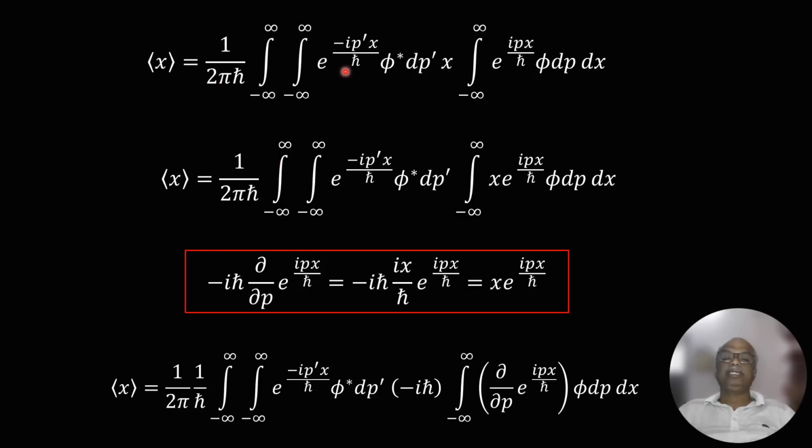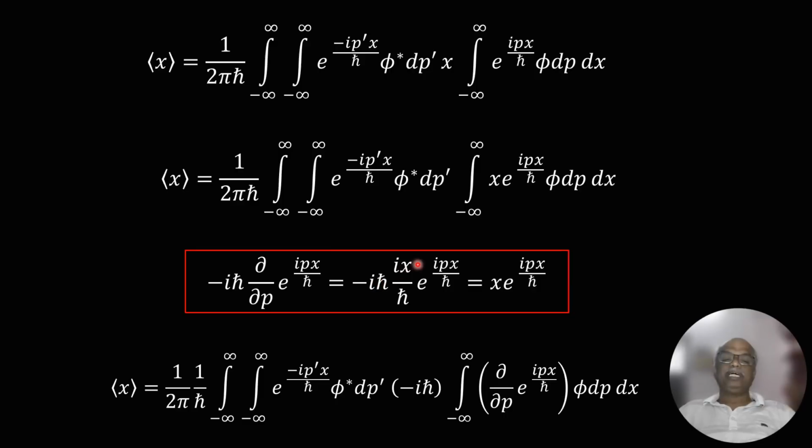Now we have this triple integral for the expectation value of x. I am rearranging the terms. I am bringing this x, which is an operator, inside the integral. So this will become x multiplied by this exponential term. Now I am going to differentiate this exponential term, with the multiplicative factor −iħ ∂/∂p. You can understand why I have introduced −iħ.